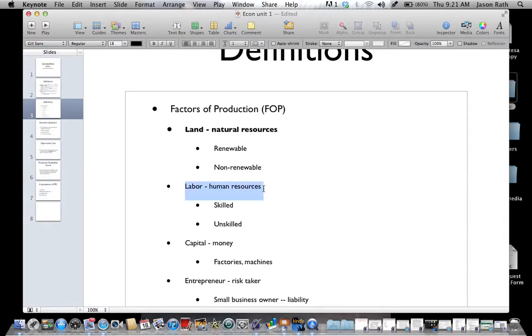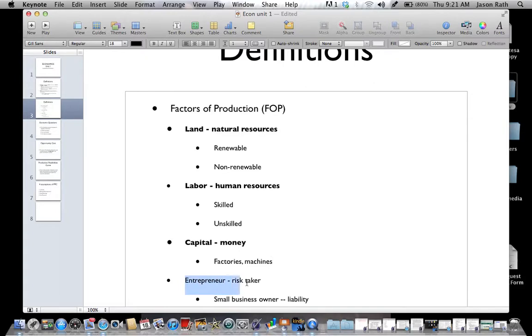Then you have labor, which is human resources. And with human resources, you have skilled and unskilled labor. And we also allocate our labor to other countries. But so labor, you have human resources, skilled and unskilled. Then you have capital, which is money and or the factories and machines. Anything to use to make your product is called capital. Capital is also known as money. So again, these are the factors of production. These are the things that are scarce for individuals, companies, and countries.